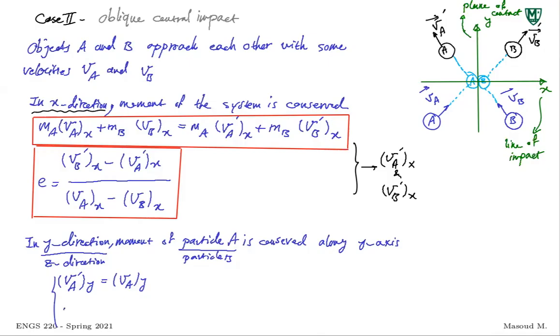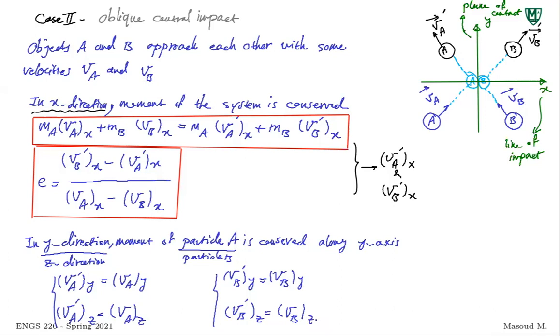And the same story for z. You can also write it for A as VA prime z is equal to VA z. Right. Nothing is happening along those. No impact is happening. So, and you can write it for B. VB prime y is equal to VB y, and VB prime z is equal to VB z. This is supposed to be V.